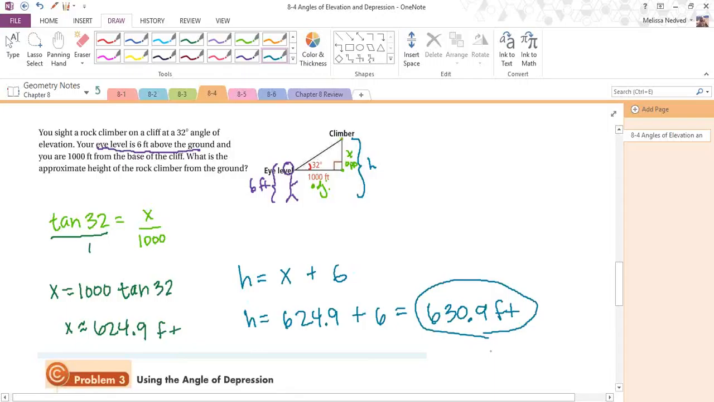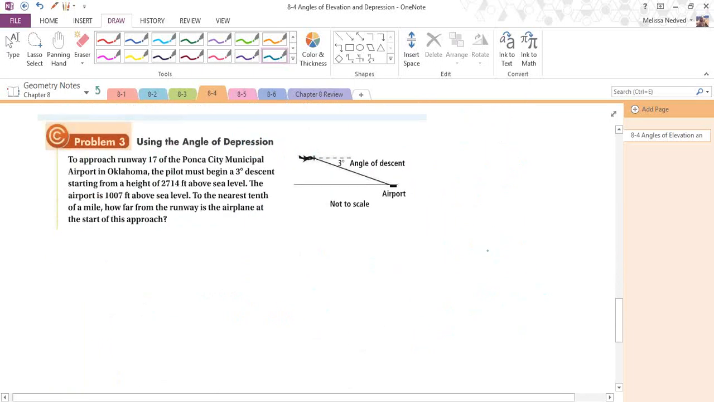So again, just make sure you're reading your question. There will be times where it doesn't include the height of the eye level, and that's okay. Then you can just quit once you find the value of x. Make sure that you're reading your problem thoroughly and answering the question it's looking for.